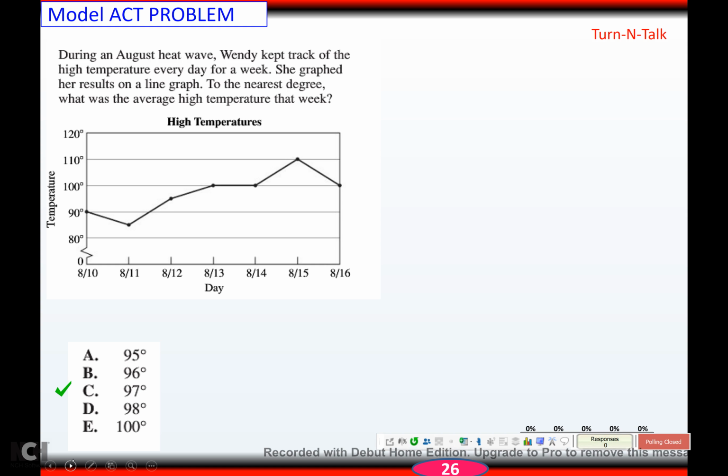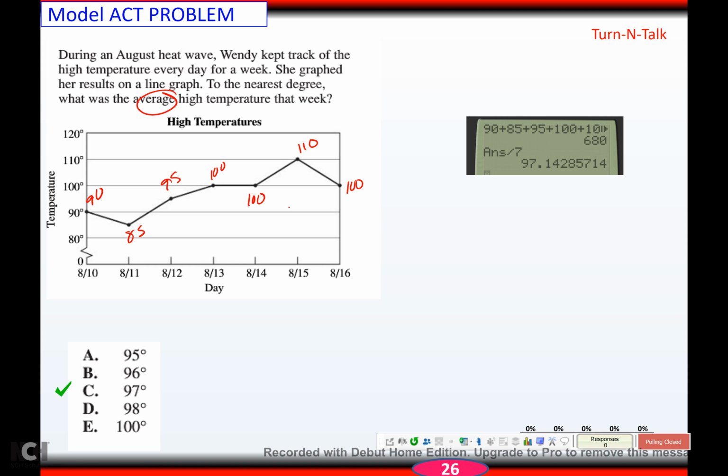And hopefully you got 97. Okay, so what you do is, this is 90. It says, during an August heat wave, Wendy kept track of the high temperature every day for a week. She graphed her results on a line graph. To the nearest degree, what was the average high temperature that week? Average means add them up and divide by the number of numbers. So we have 90, this is 85, this is 95, 100, 100, 110, and 100. So I add all those up, and there's 7 days. So I divide by 7, and I get 97.14, and so on. And it says to the nearest degree, the 1 isn't going to bump it up, so it's 97.